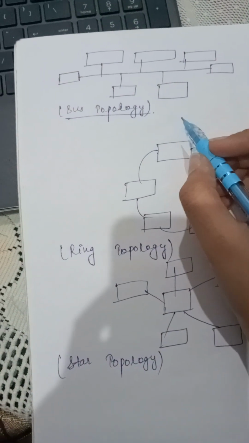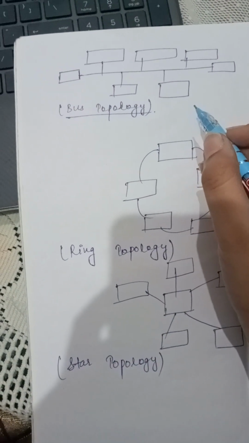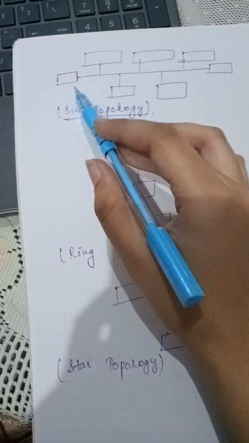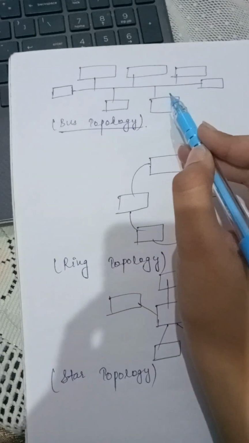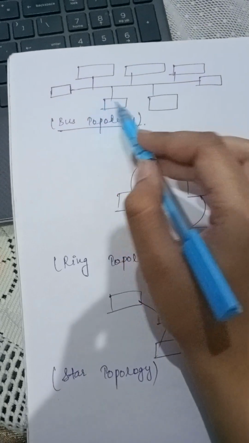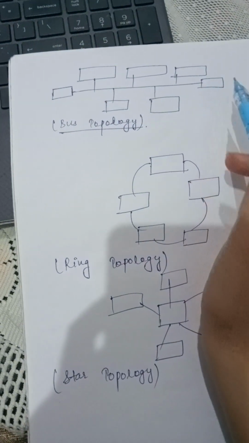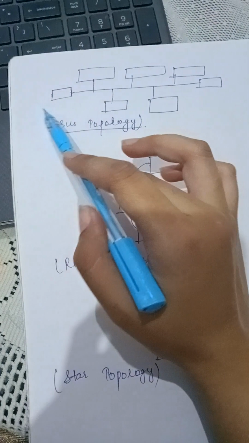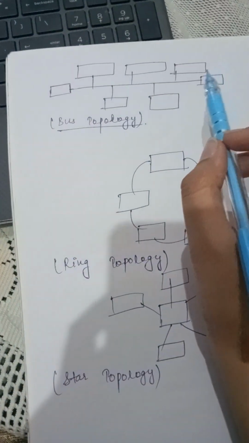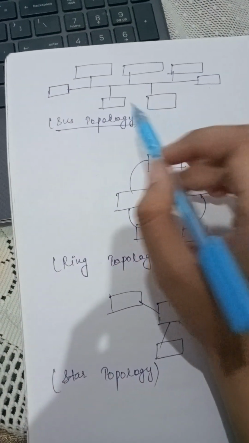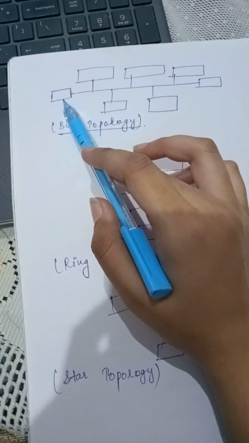What happens in bus topology is, in this arrangement, all the devices are connected with one single cable that transmits data from one end to the other end in a single direction. Bus topology has two endpoints, each of which is connected to a special device called a terminator. So this is a terminator here.